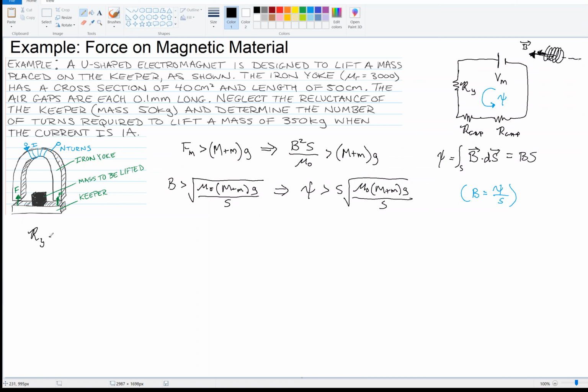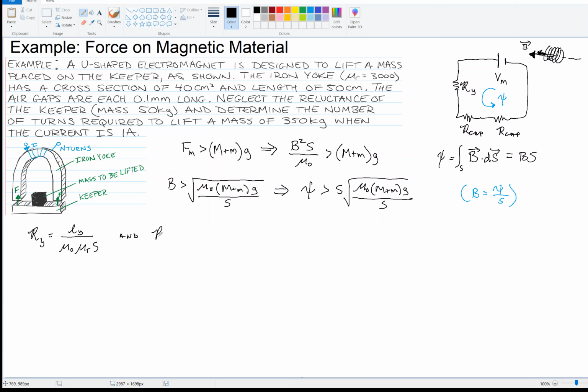All right, now let's talk about those reluctances. The reluctance of the yoke is the length of the yoke divided by mu 0 times mu r, the total permeability there, times the cross-sectional area of the yoke. And do we have all of that? We have the length of the yoke, yes. We have the area of the cross-section, yes. And we have its permeability. So we've got all of that.